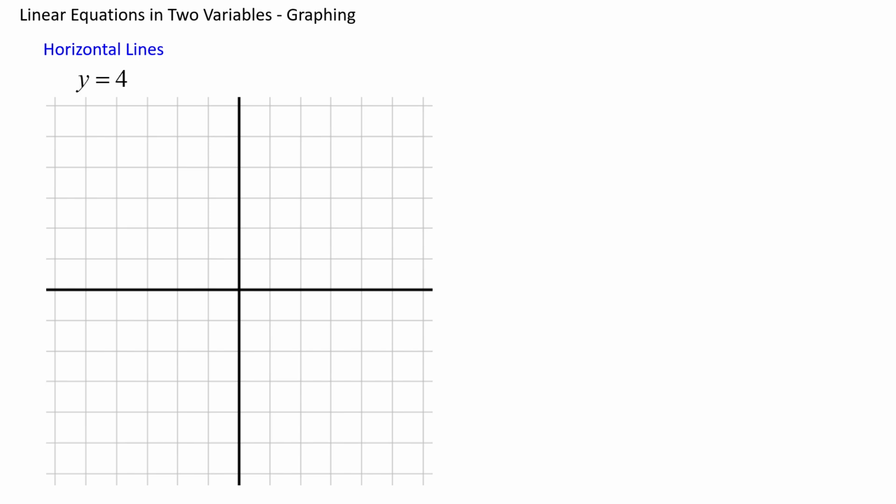Next, let's graph the line y equals 4. First, let's notice there's no x in this equation. But it's easy to do the same trick we did before. It turns out to be a horizontal line. Let me tell you why.